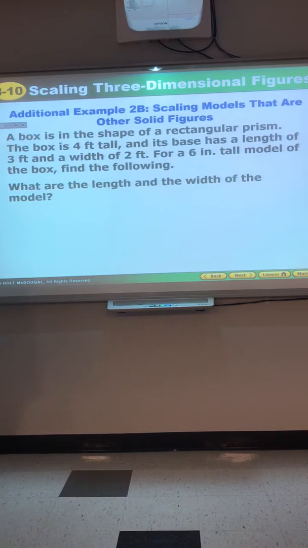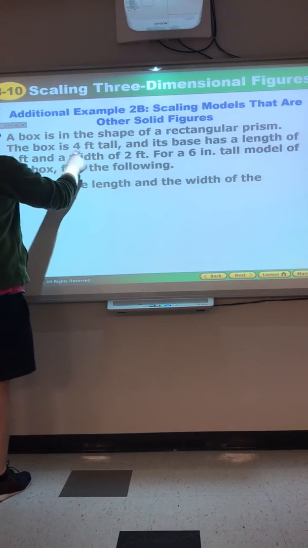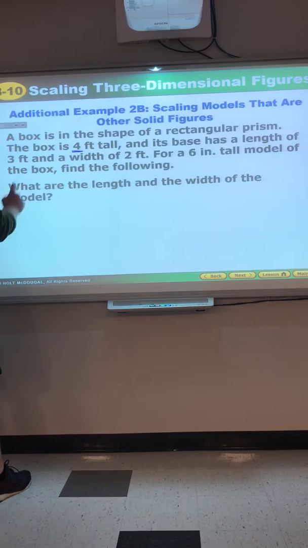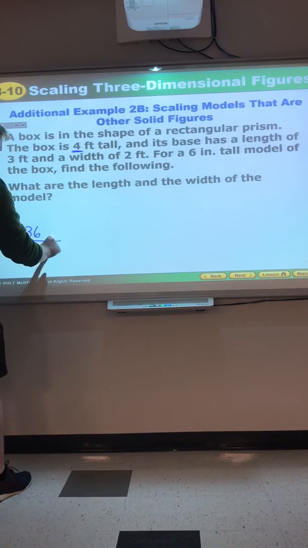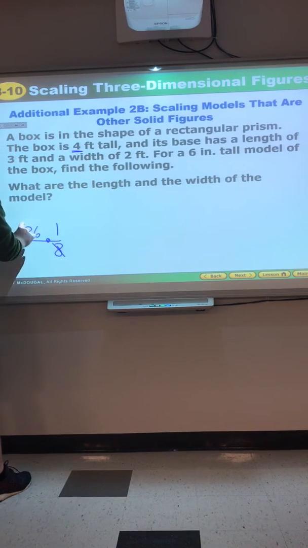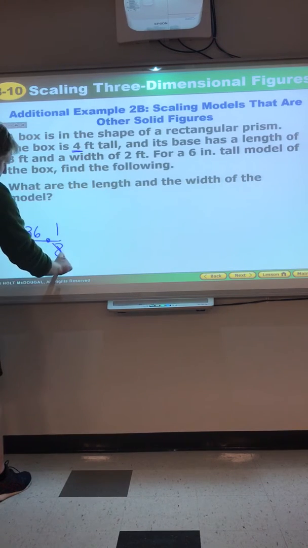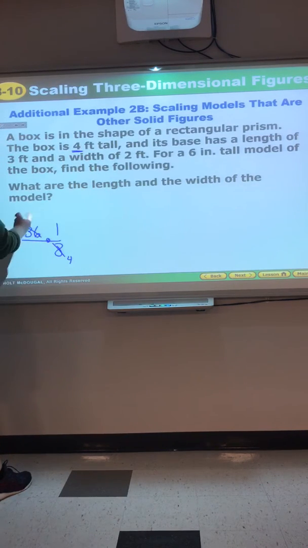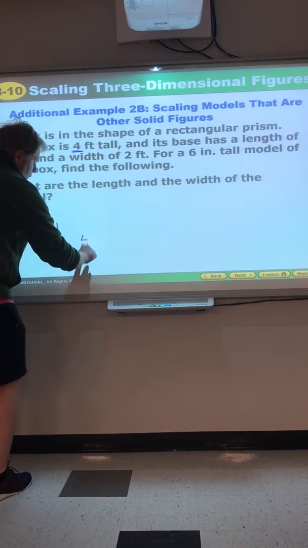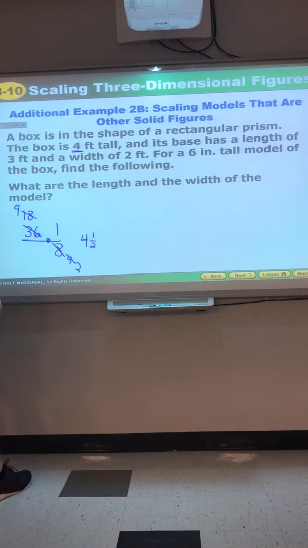Now they want to talk about finding the following. What is the length and the width? Remember, the height went to 6 inches. So 3 feet would be 36. Well, we have to take that times 1/8. I'm going to reduce. That is 2, so that would be 4. That is 2, so that would be 1 and 18. I'm going to do that again. This is 2. This is 9. So would it be 4.5 was the scaling measure?